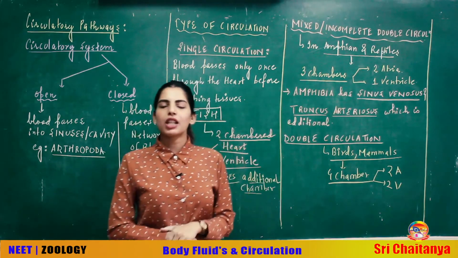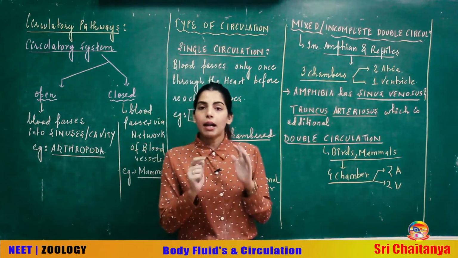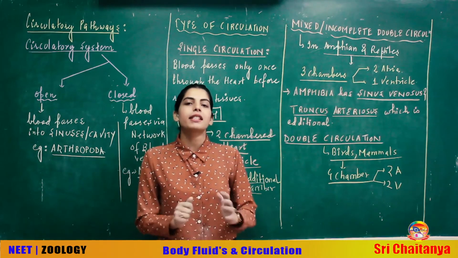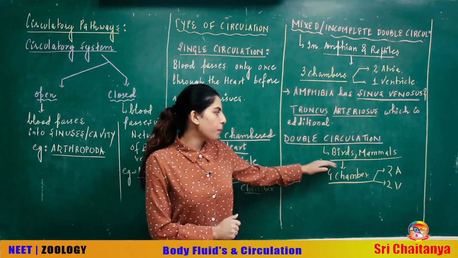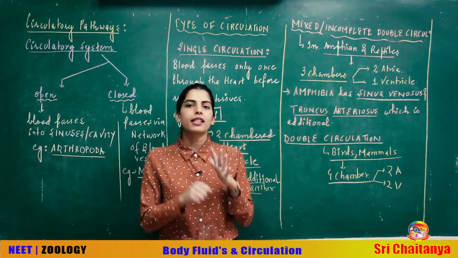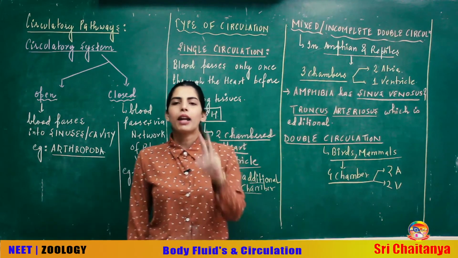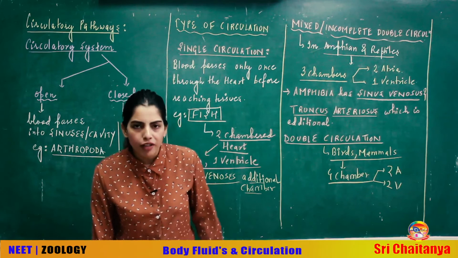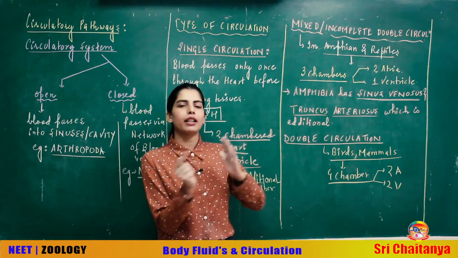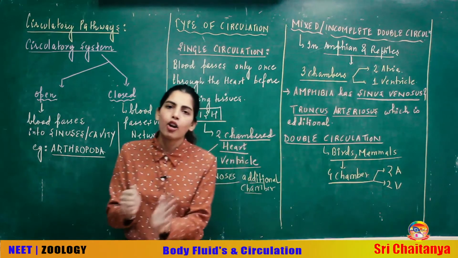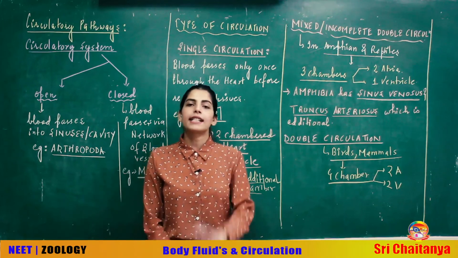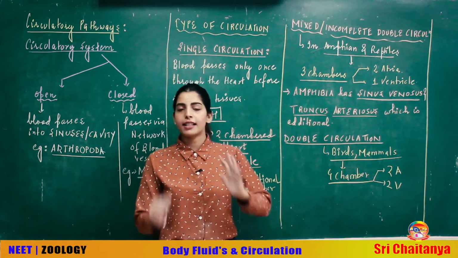Talking about the last type of circulation, double circulation. We are going to study double circulation in detail because humans have double circulation, as do birds and mammals, which have a four-chambered heart where the atria and ventricles are completely separated. We have two atria and two ventricles, and blood flows separately, deoxygenated through the right side of the heart and oxygenated through the left side. There is no mixing. This is called double circulation, which we are going to discuss in detail.